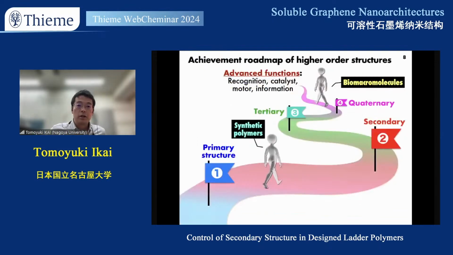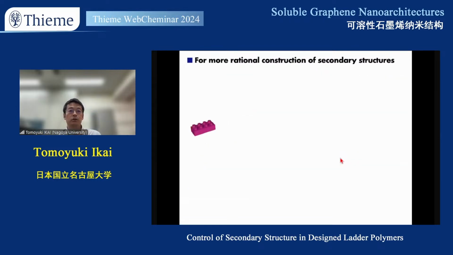Here I show the achievement roadmap of higher order structure. We can say that synthetic polymers have made big progress in the control of the primary structure, but they are still far behind biomacromolecules with a quaternary structure. To achieve advanced functional systems, we need to figure out how to control the secondary structure of synthetic polymers. So recently, we proposed a new strategy for the construction of secondary structures in a traditional way.